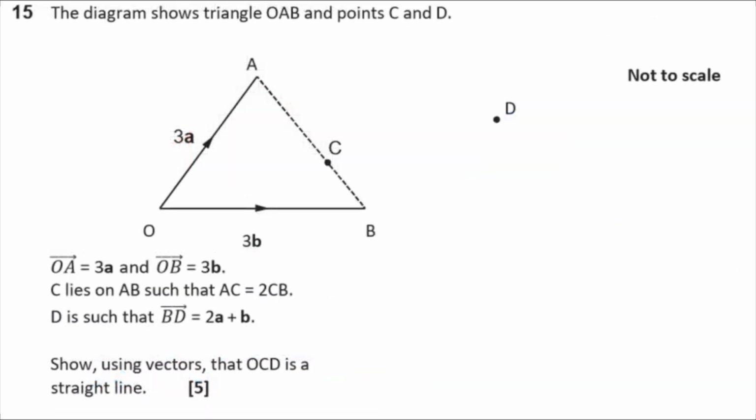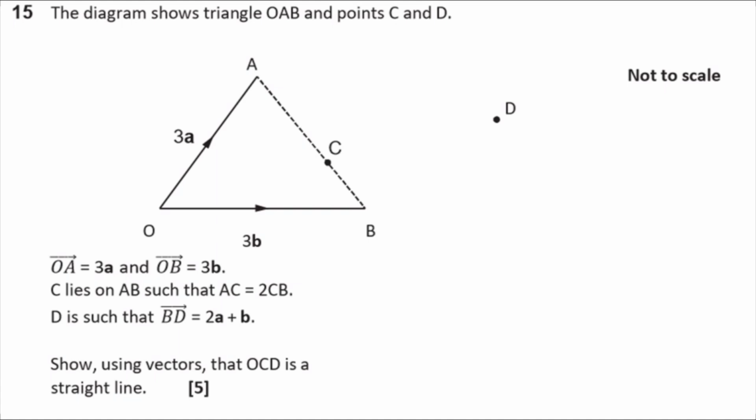Question 15. The diagram shows triangle OAB and points C and D. So O to A is 3A and O to B is 3B. C lies on AB such that AC is 2CB. D is such that B to D is 2A plus B. Show using vectors that OCD is a straight line. Okay. Quite a lot going on there.